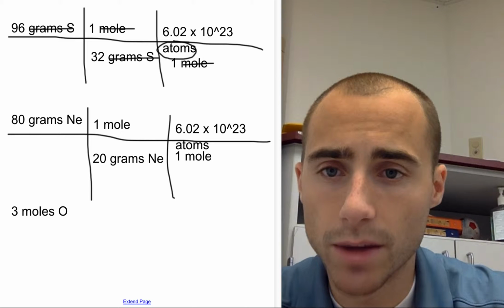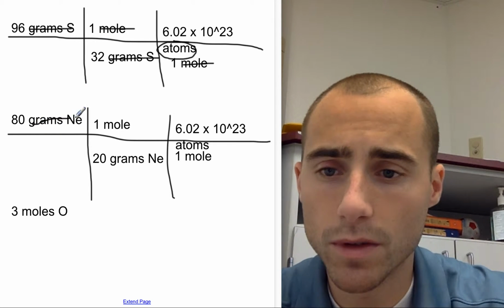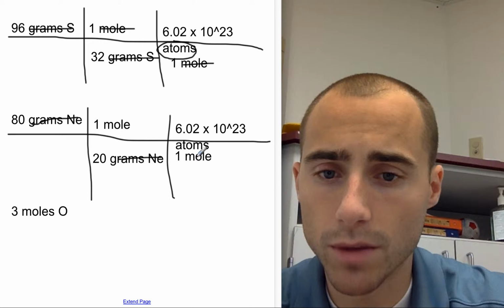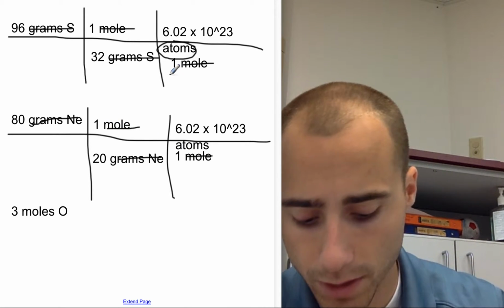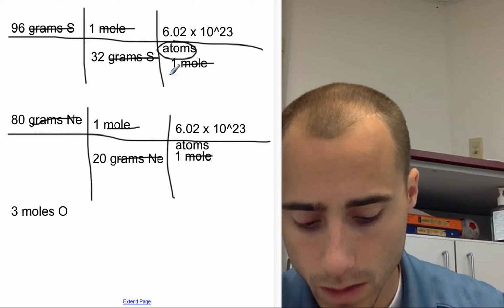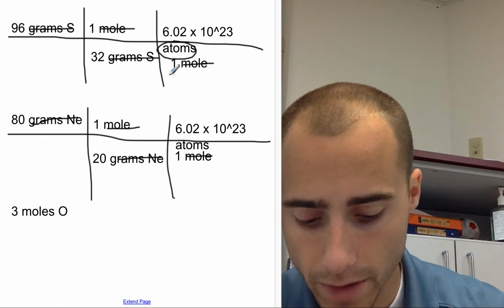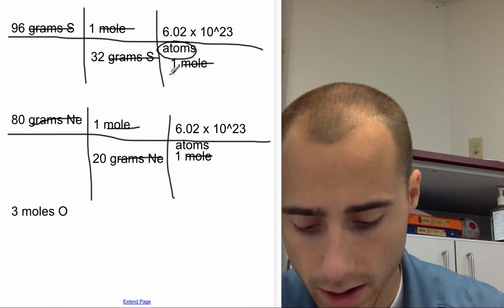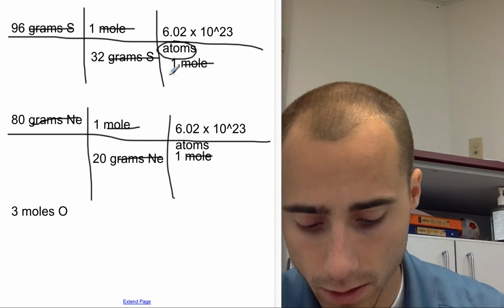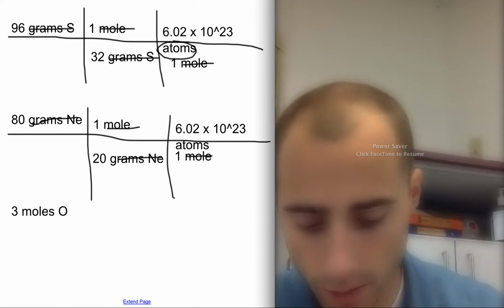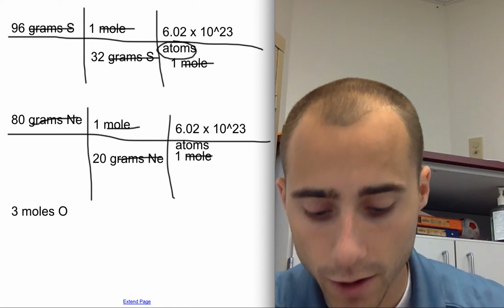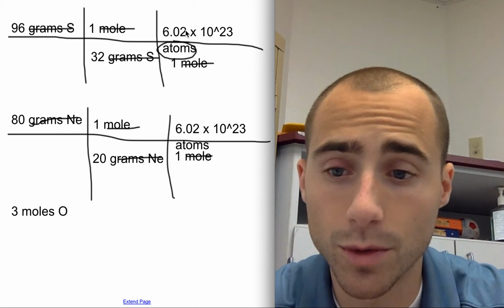There you go. We see that we've crossed off grams and crossed off moles. Go ahead and solve it yourself. You would do 80 times 6.02 times 10 to the 23rd. You get 4.816 times 10 to the 25th, and you would divide that by 20. Your final answer is 2.40 times 10 to the 24th.